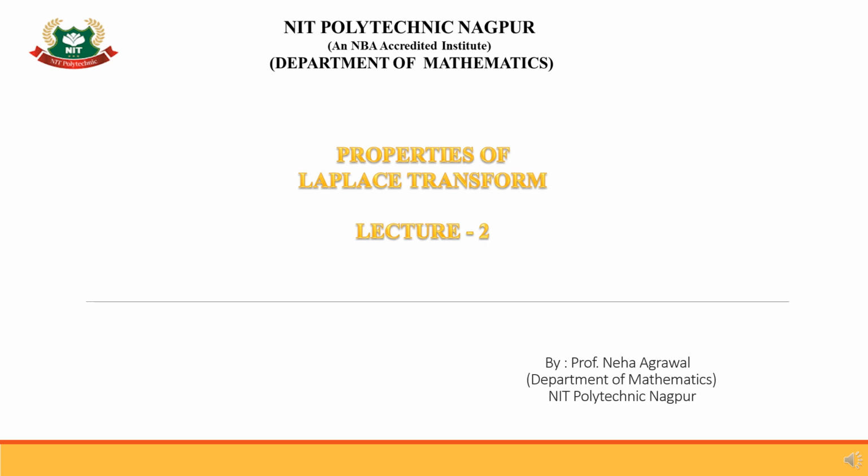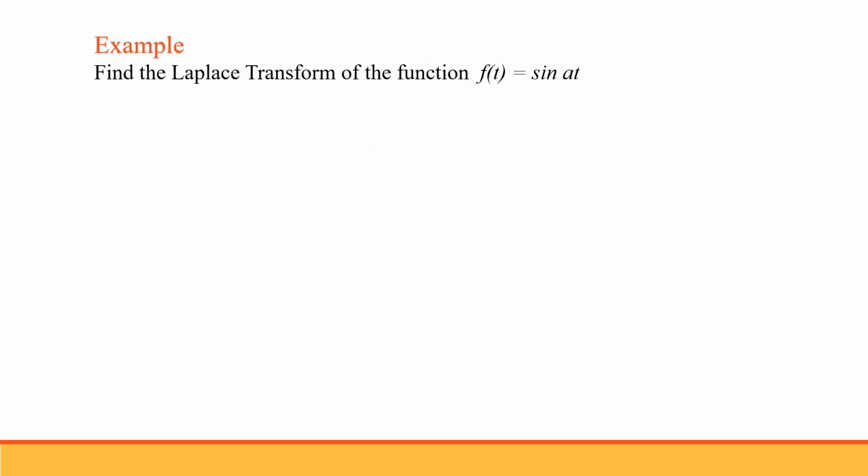So, in the last lecture, we have learned the definition of Laplace transform and how to find the Laplace transform of some functions. So, today we will see a few more examples and then proceed to the properties of Laplace transform. Okay. Let's take an example. Find the Laplace transform of the function f(t) equal to sin at.